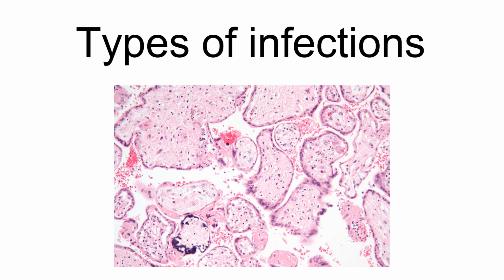T: Toxoplasmosis, from Toxoplasma gondii. O: Other infections, see below. R: Rubella. C: Cytomegalovirus. H: Herpes simplex virus 2, or neonatal herpes simplex.